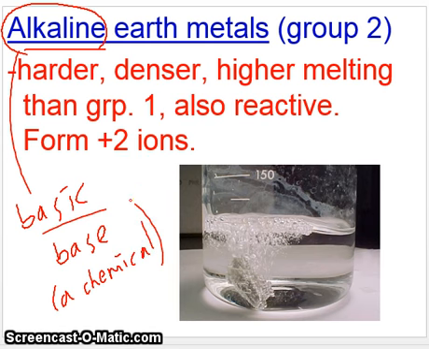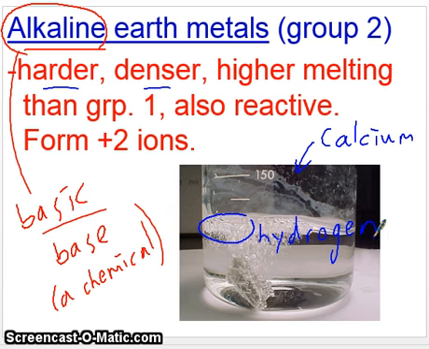These are a little different than group 1. They're harder, they are denser, and higher melting, but also very reactive. In fact, here is the element calcium being thrown into water, and notice it reacts vigorously. Not as vigorously as group 1. Interestingly, all of these will produce gas. This is actually hydrogen gas being produced here.